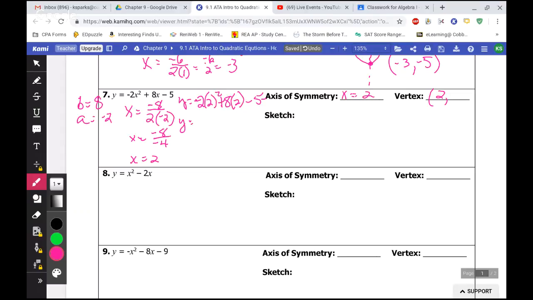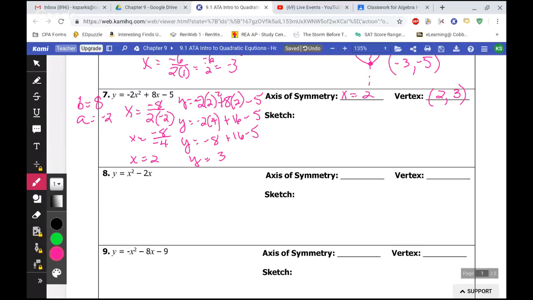So I have y equals -2 times 4, because I've squared that 2, plus 16 minus 5. So -2 times 4 is -8, plus 16 minus 5. -8 plus 16 is 8, and 8 minus 5 is 3. So my y coordinate for my vertex is 3.